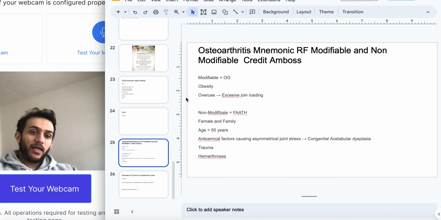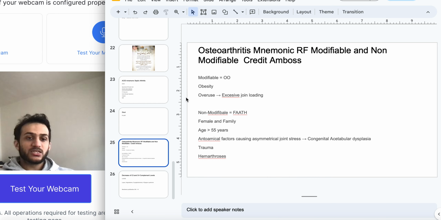F as in female, F as in family history, A as in age above 55. So these are quite often females who are slightly overweight and who are above the age of 55. And the other A is an anatomical problem, which can be, for example, congenital acetabular dysplasia.